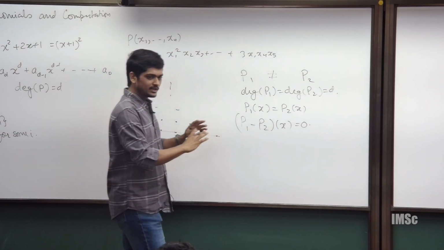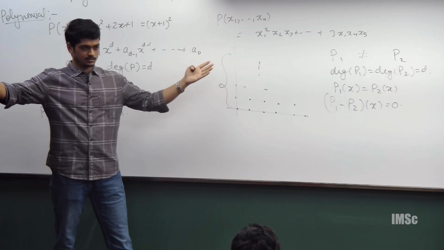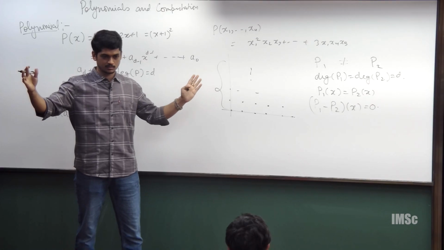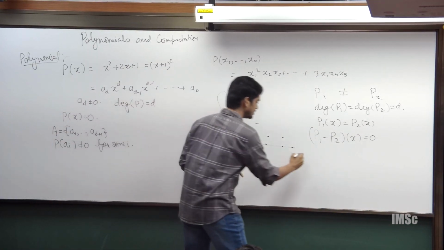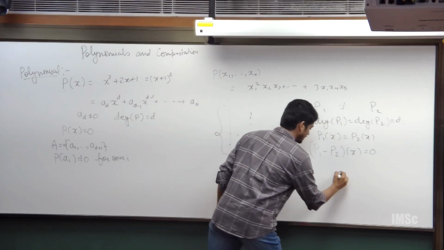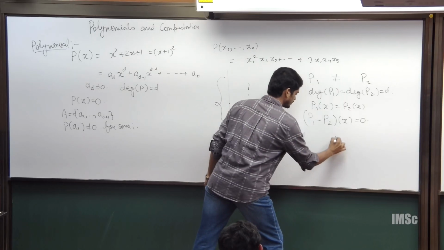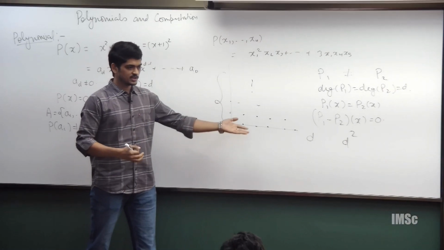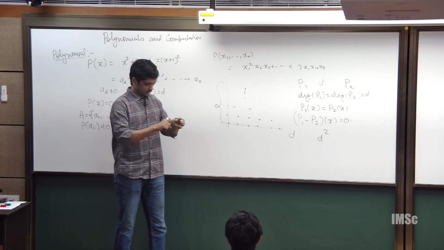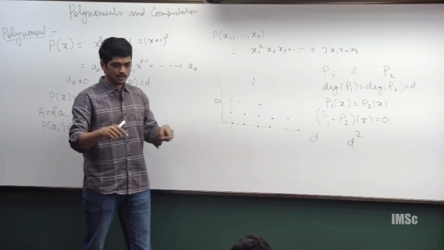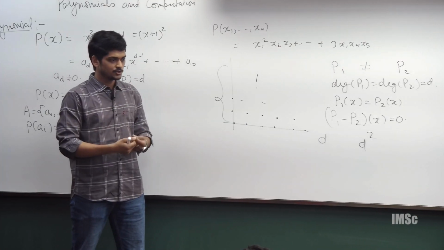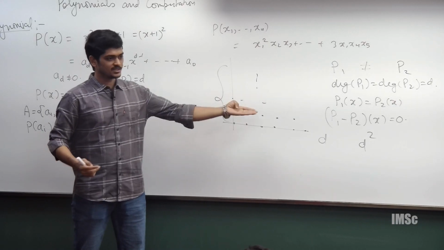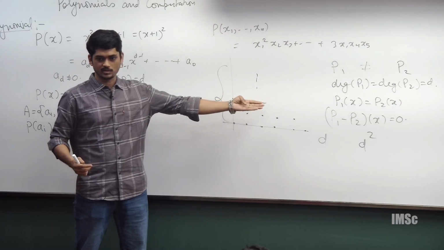Now let us say that actually I take a much larger grid, not just this small grid, but much larger. Let us say degree is d, and let us say I take a grid of size d square. Now again the same thing will hold, which is at most on d points these two polynomials can be equal, so on all others they must be not equal. And this is the property that is used in QR codes.